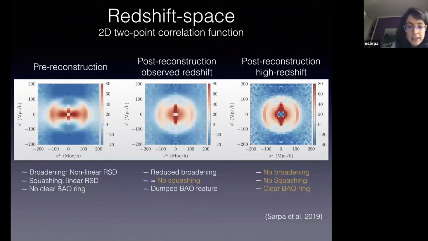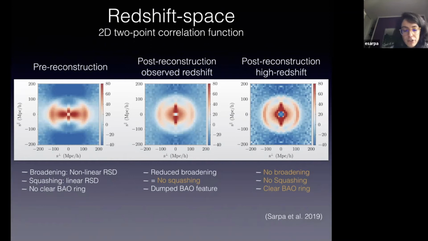After assessing the capability of eFAM to reconstruct the linear two-point correlation function, we decided to apply it to redshift space. Here I wanted to show you the results of the reconstruction on the anisotropic two-point correlation function. Before reconstruction, on the left, you see there is a clear broadening of the peak, due to the effect of nonlinear RSDs. And there is also a squashing of the BAO ring due to the Kaiser effect. So the measurement of the BAO ring is made difficult by all those effects.